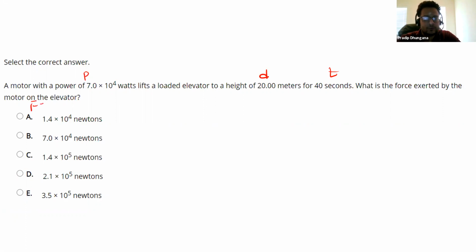Force is equal to, and the question is 1. So let me write the formula and then I'll give you some time to work on this problem. Power is work done over time taken. Work done is force times displacement times cosine of the angle between force and displacement. But the angle is 0 degrees because force and displacement are along the same direction. So the work done just becomes force times displacement, over T. That is power. Substitute all those values and calculate force. Okay, I'll give you some time.